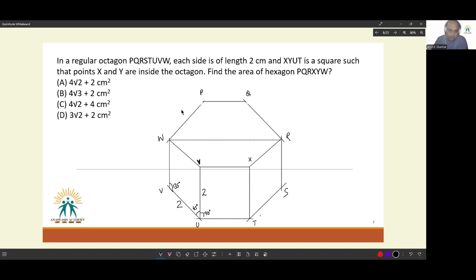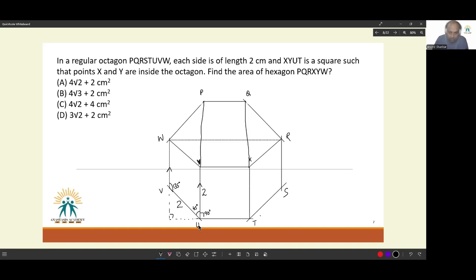Look at this shape. PWYXRQ. Can I say the line from P to Y and the line from Q to X will of course be identical, because this is 135, this is 45. This is parallel to this. I go ahead and combine these two. I will get 90 degrees here, 45 degrees here, 45 degrees here.